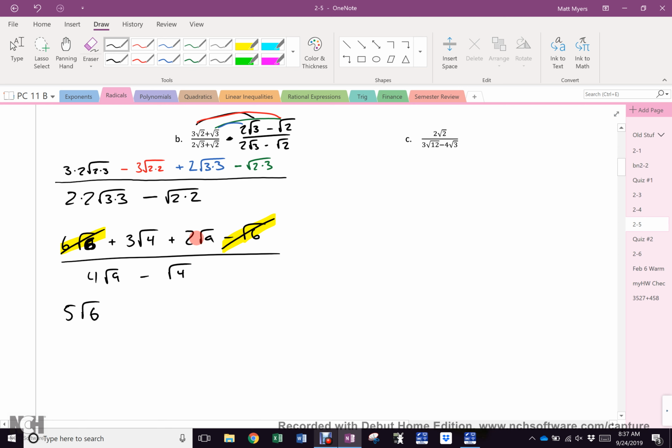Can I do anything here? What's the square root of 4? Times 3. What's the square root of 9? Times 2. So I got 6 and 6, don't I? Which is what? Over. What do I got here? We have a question. Shouldn't plus 3 root 4 be negative? Plus 3 root 4. Okay. So it's negative 6 plus 6. So it's gone, right? So 5 root 6.